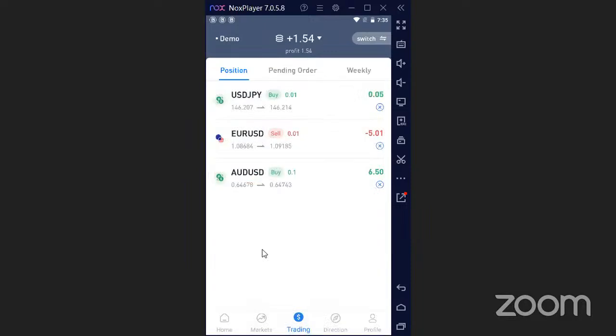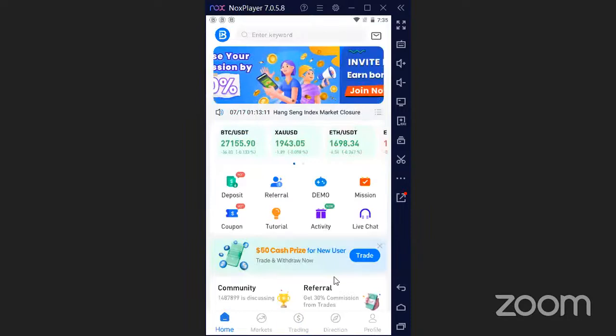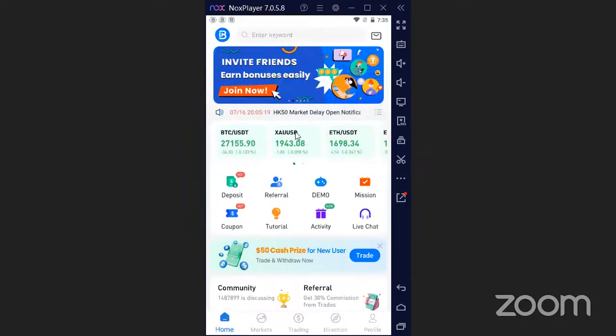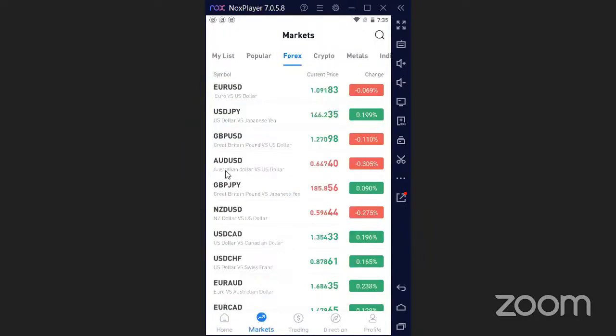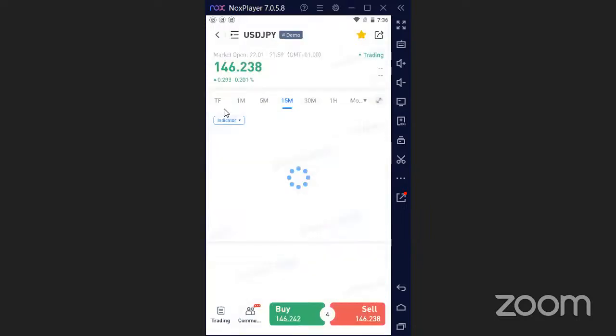So let's just close this and go back. We can go to home or go back to market. If you go back to home, it's going to send you back to the front page. This is the front page. Or you can just go back to the market and look for another opportunity. But before we open another opportunity, I want to show you another thing that is interesting.